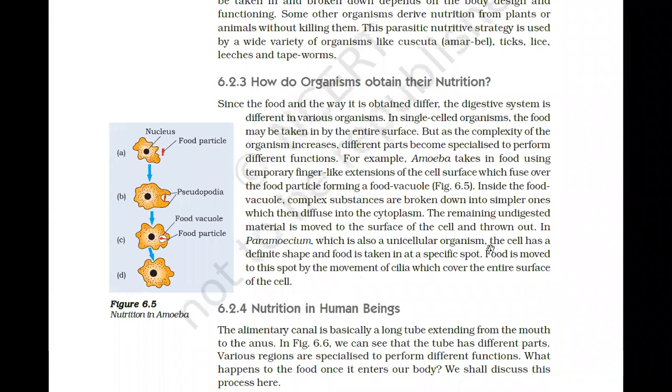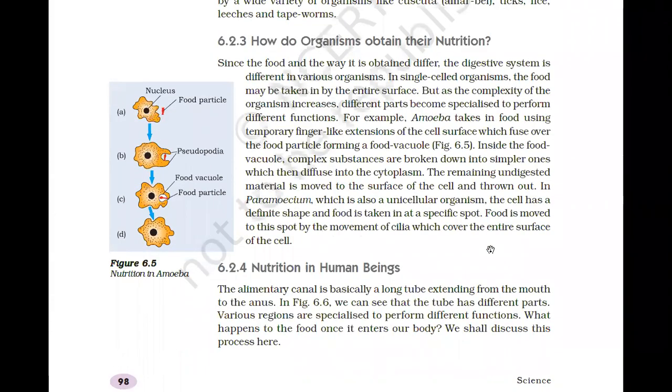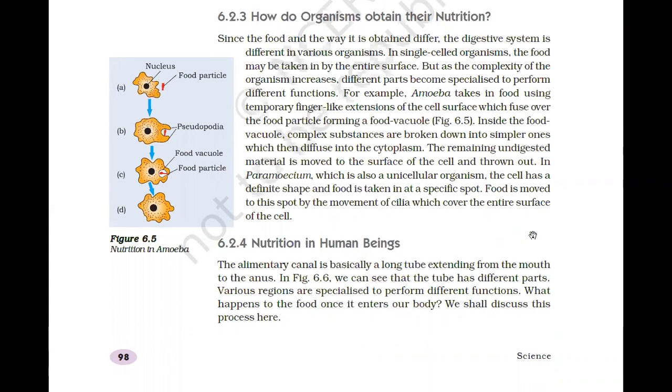In single-celled organisms, the food may be taken in by the entire surface, but as the complexity of the organism increases, different parts become specialized to perform different functions. For example, amoeba takes in food using temporary finger-like extensions of the cell surface which fuse over the food particle, forming a food vacuole. Inside the food vacuole, complex substances are broken down into simpler ones which then diffuse into the cytoplasm. The remaining undigested material is moved to the surface of the cell and thrown out.